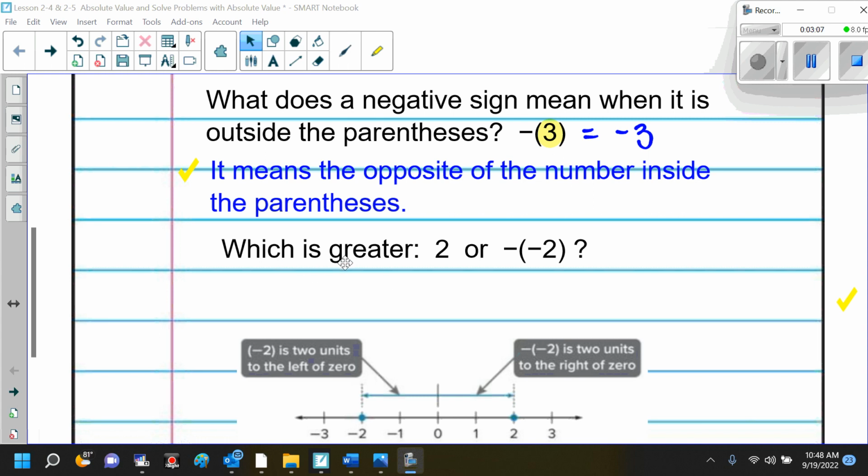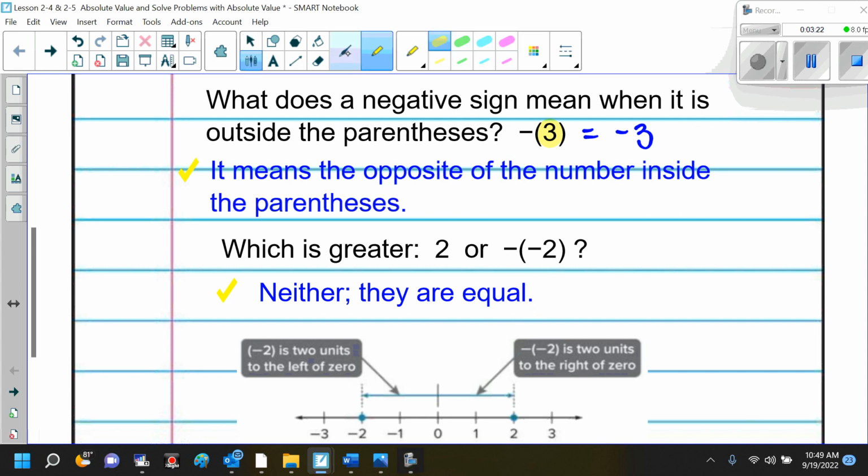So here's the next question. Which is greater, 2 or the negative of negative 2? Neither of them is greater. They are equal, because remember, this is a positive 2. Does everybody see that? This is a positive 2. Now, this one over here says, remember, what does the negative on the outside of parentheses mean? The opposite, right? So this is the opposite of negative 2. What's the opposite of negative 2? 2. Very good. So this is a positive 2, so those are equal.